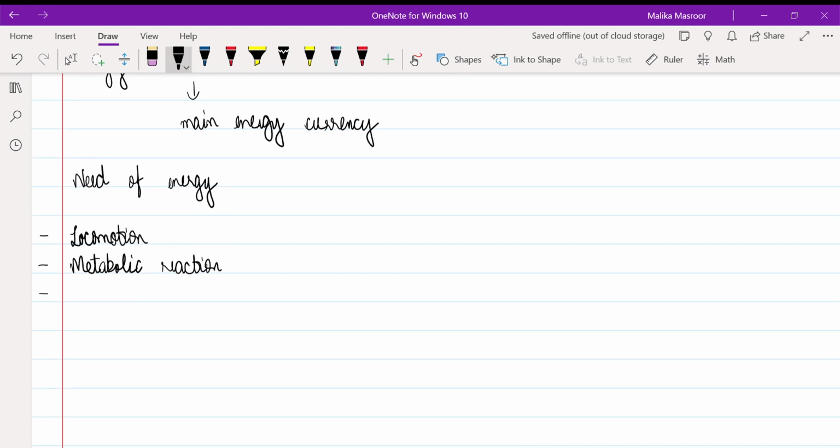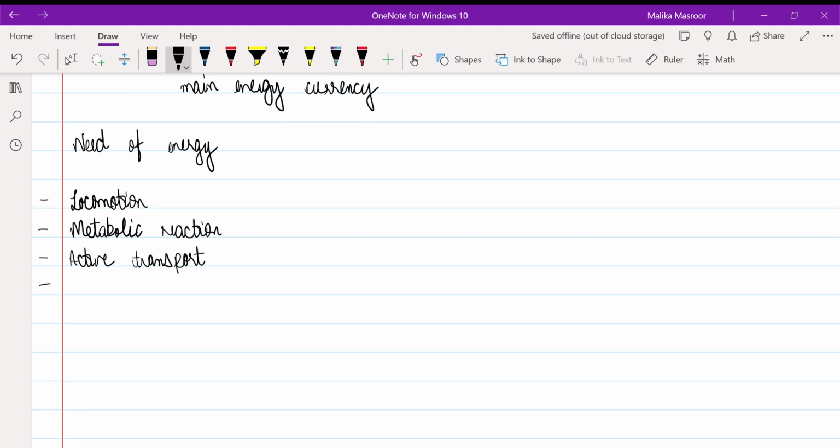Right, then we have active transport. That also requires energy. Why is that? Because they are moving substances from an area of lower concentration to an area of higher concentration, that is against the concentration gradient. Then there is homeostasis. And what exactly is homeostasis? Maintenance of a constant internal environment.